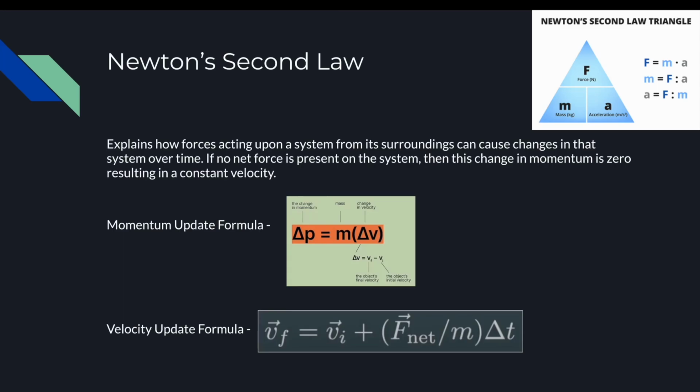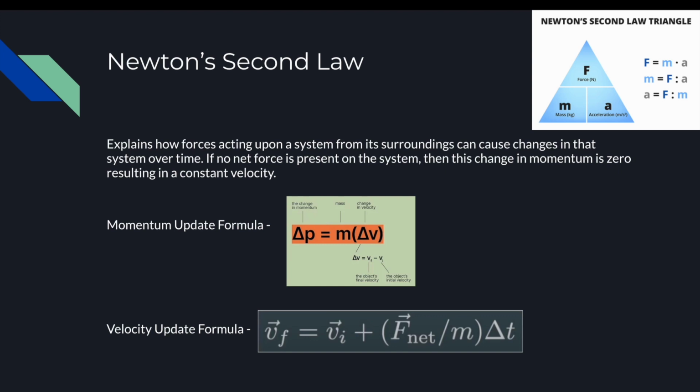For Newton's second law and explaining that, Newton's second law explains how forces acting upon a system from its surroundings can cause changes in that system over time. And for this, if no net force is present in the system, this can change a momentum being zero, resulting in a constant velocity. And one other major part about Newton's second law is the equation of force equals mass times acceleration, seen in the top right.